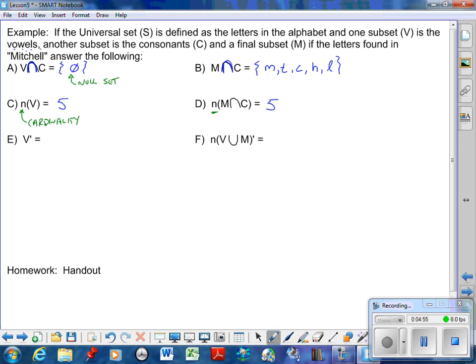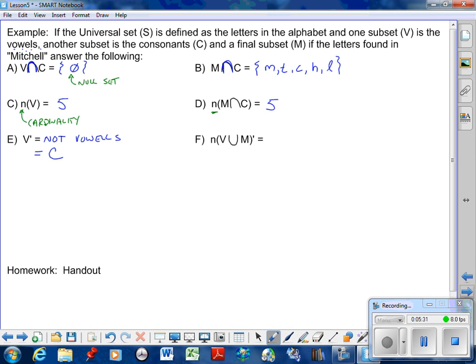Now, V prime. What is V prime? V prime is not vowels. So I'm going to write that, which we can write as C. Okay, I'm not going to list them all out, but V prime is equal to consonants. So I just want you to be aware of something simple like that. Okay, so V prime is simply your consonants, and you can write it like that. Don't write out all the consonants, especially in the homework. It can take forever.